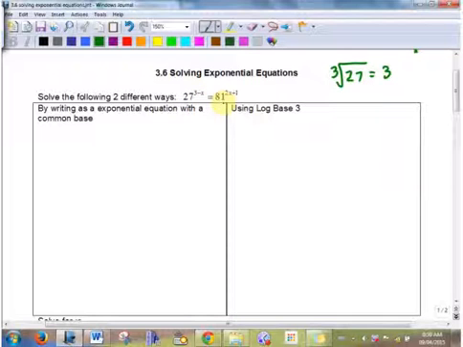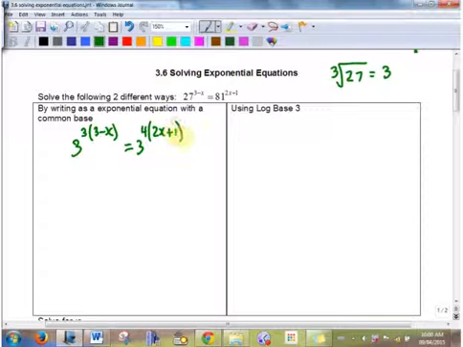Okay? Can 81 also be written as a power of 3? One more 3. 3 to the 4 is 81. Okay? So 27 is that, but I still have this thing. That's okay. I'm just going to put it right there. That says 27 to the power of 3 minus x. Same thing. 81 is 3 to the 4th power. So this says 81 to the power of 2x plus 1.